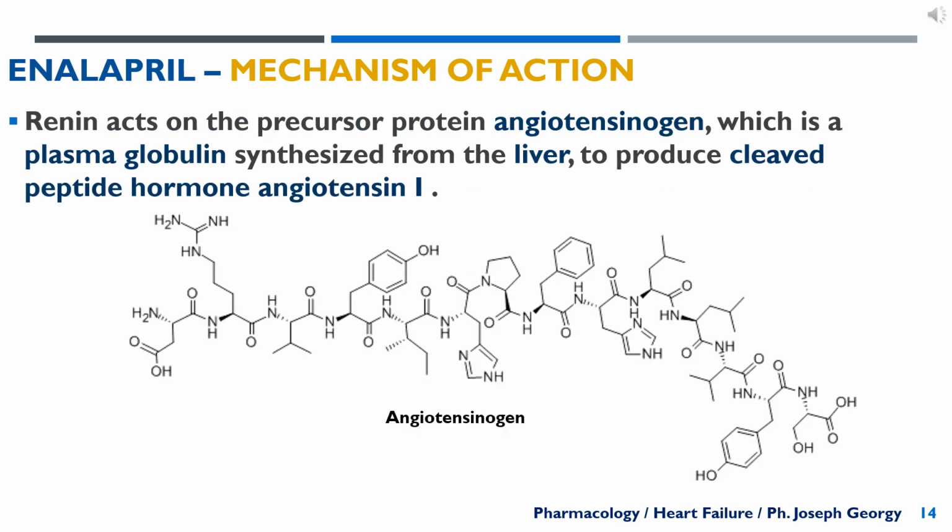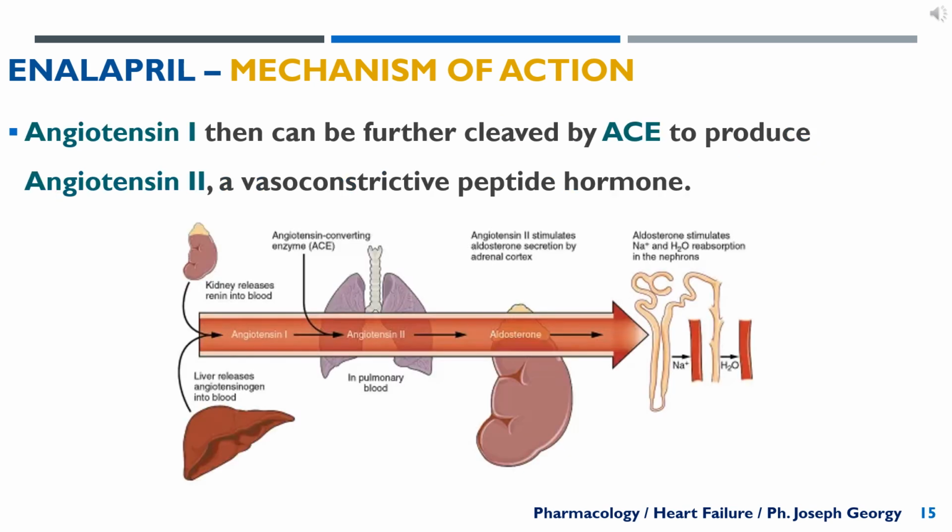Renin acts on the precursor protein angiotensinogen, which is a plasma globulin synthesized from the liver to produce cleaved peptide hormone angiotensin 1. Angiotensin 1 then can be further cleaved by ACE, or angiotensin converting enzyme, to produce angiotensin 2, a vasoconstrictive peptide hormone.